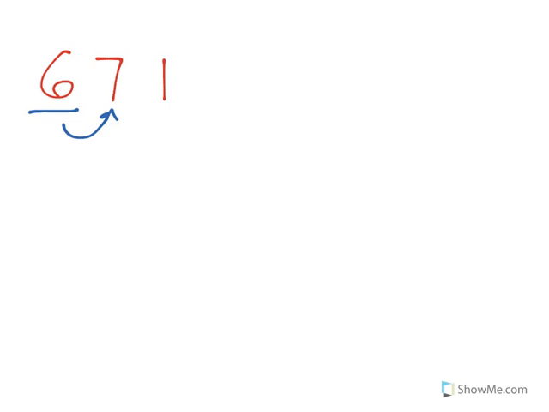Now because it's a 5 or above, this 7 is going to alter our first digit. It's going to push it up 1. So the first digit becomes 7. And then we need to fill in these two placeholders here, these two digits, and they become noughts. So 671 gets rounded to 700 and it's now 1 sig fig.